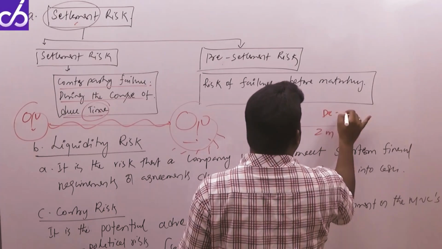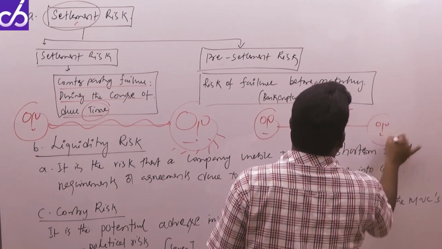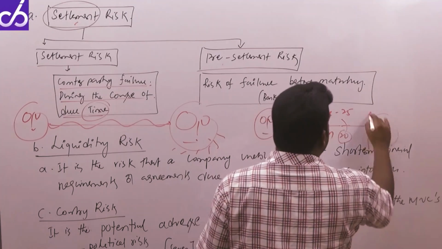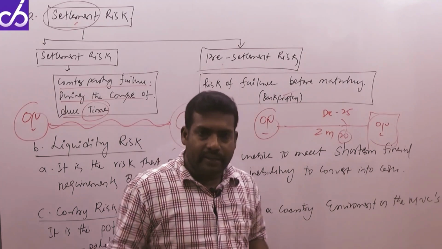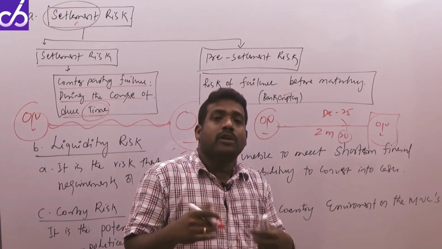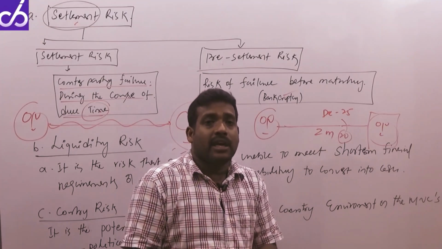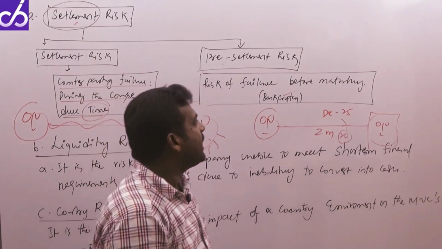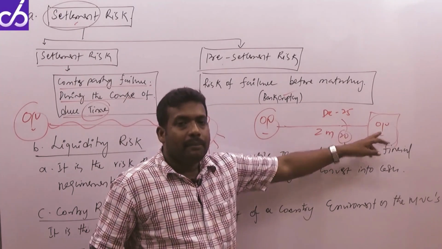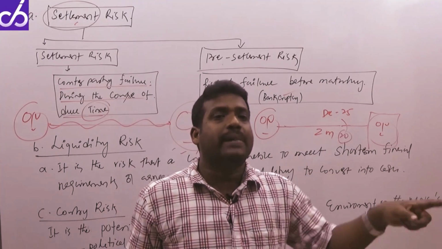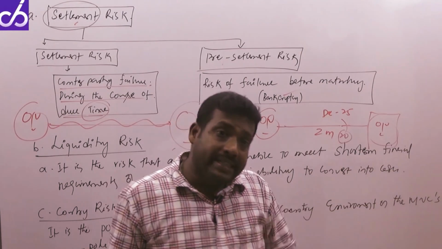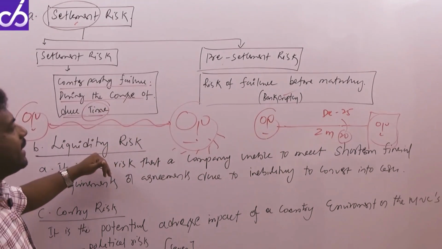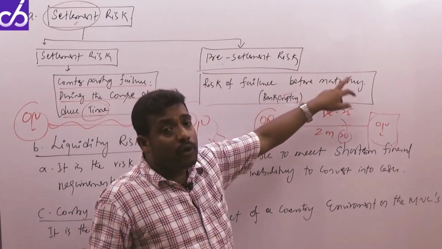Suppose you take December 25th, he has to pay. But I came to know that on December 20 itself, this person became bankrupt, liquidated, and he lost the liquidity and the financial capacity. It means that before the settlement date itself, it is identified that this person is unable to pay. I am not waiting for the date of settlement, but before it I came to know that this person is unable to pay my commitments: the counterparty fails before maturity.